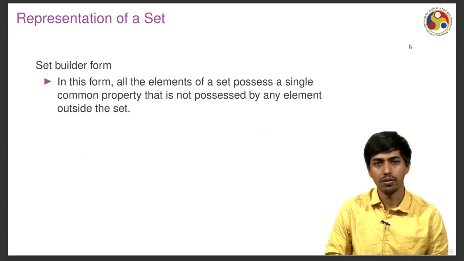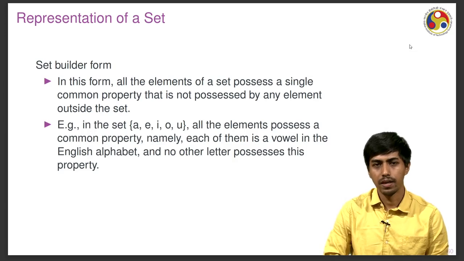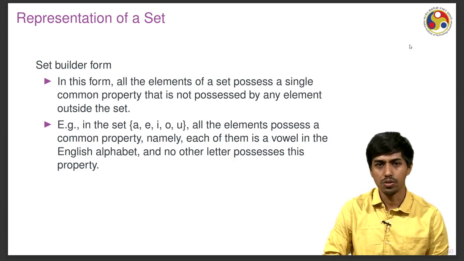Now let's talk about the second way of representing a set, which is known as set builder form. In this particular form, all the elements of a set possess a single common property that is not possessed by any other elements outside the set. So every element of the set has something common. For example, in the set A, E, I, O, U, all small letters in this case, all the elements possess a common property, namely each of them is a vowel in the English alphabet, and no other letters in the English alphabet possess this particular property.